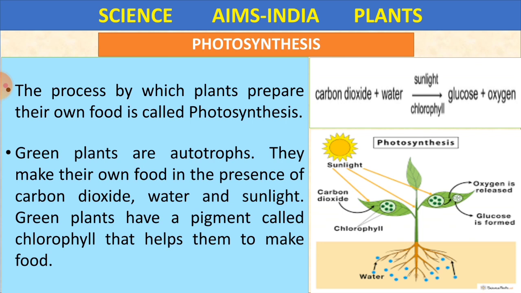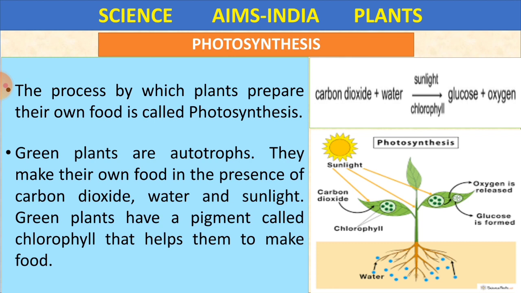How do they make it? Green plants are autotrophs. They make their own food in the presence of carbon dioxide, water and sunlight. Green plants have a pigment called chlorophyll that helps them to make food. As we said, green plants are autotrophs. Auto means self. So they make their own food.